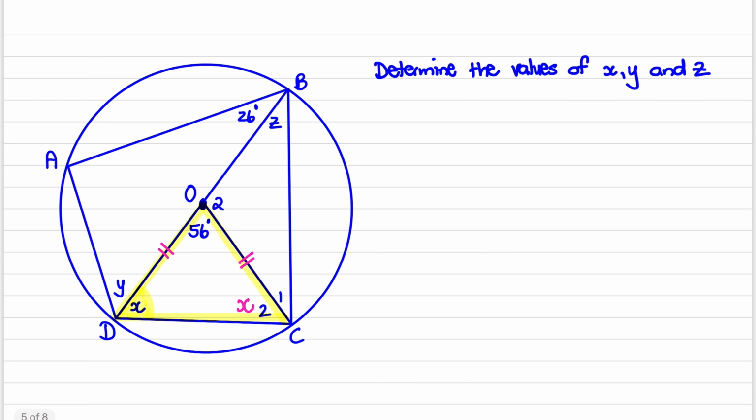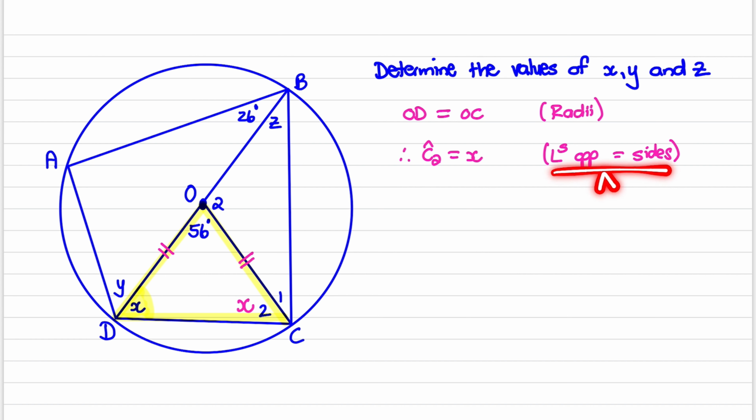So let us quickly write that down. To find x, we can say OD is equal to OC, because these are radii. That means that angle C2 is equal to angle x, and the reason is angles opposite equal sides. We do not say isosceles triangle, we say that these two angles are equal because they are opposite equal sides.